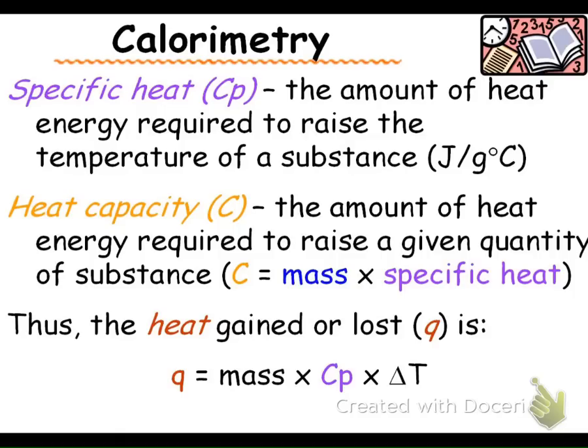When we study calorimetry, what we need to know is this thing called specific heat, and it's the amount of heat energy required to raise the temperature of a substance, 1 joule per 1 gram of a substance, and raise it 1 degree Celsius. So specific heat deals with joules and energy, and it deals with a gram of a substance, and it deals with degrees Celsius. Heat capacity is the amount of heat energy required to raise a given quantity of a substance, so mass times specific heat. So when we want to look at heat gained or lost, we use this equation right here: energy, Q, equals mass times Cp, which is again the specific heat, times the change in temperature. And Q can be a negative or a positive number, and we'll talk about that in just a minute.